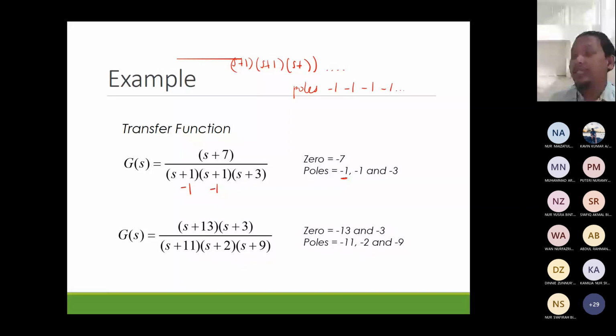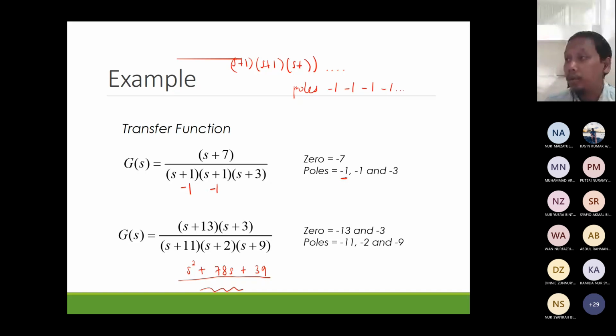But in the exam, your transfer function is not given in factorized form. Usually they will be given in complete form, in polynomial form. For example, like this one. You are given in this form, divided by something. So you need to factorize using the calculator. We have a calculator, so use the calculator to factorize it.